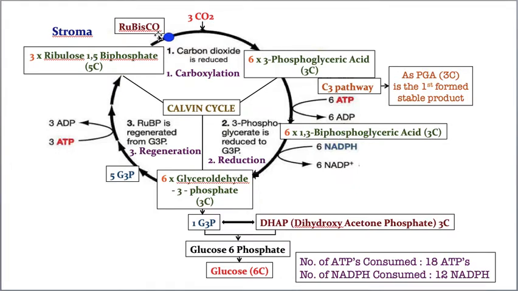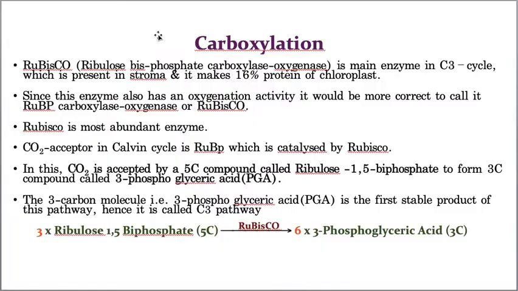What is Rubisco? There is one specialty for this Rubisco. You know what that is? It is the most abundant enzyme. Will you believe me or not? I am telling you, 16% of the proteins in the chloroplast are Rubisco only. What is Rubisco basically? Ribulose bisphosphate carboxylase and oxygenase.